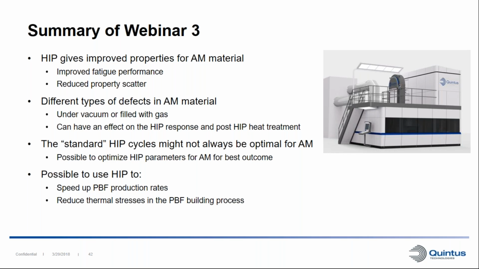So now I will summarize this third webinar of ours, and we have seen that HIP gives improved properties for AM material, so improved fatigue performance especially, and also reduced property scatter. We have seen that it can be good to know the characteristics of different types of defects in AM material when it comes to hipping. For example, are the defects under vacuum or are they gas filled? Because this can have an influence on the HIP and post-HIP heat treatment. We have seen that the standard HIP cycles used in industry today might not always be the optimal HIP cycles for AM material. And it's possible to optimize HIP parameters for AM for best outcome.